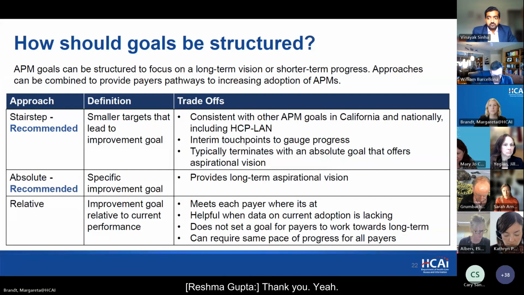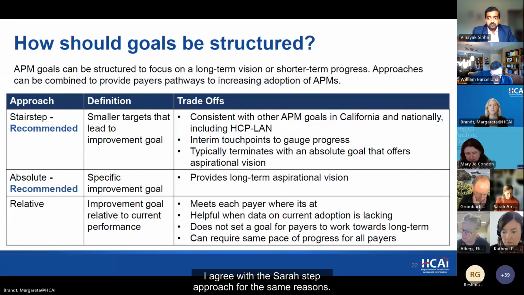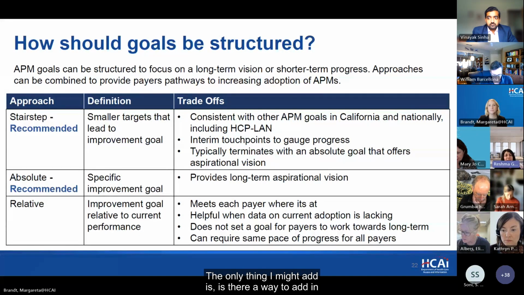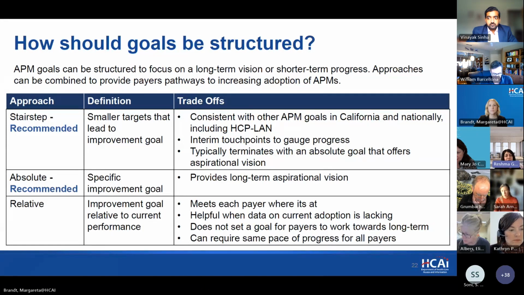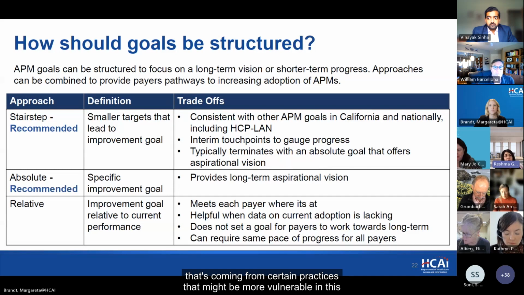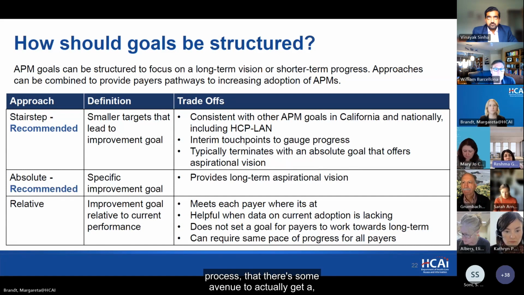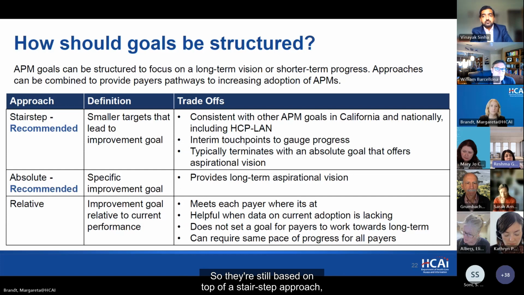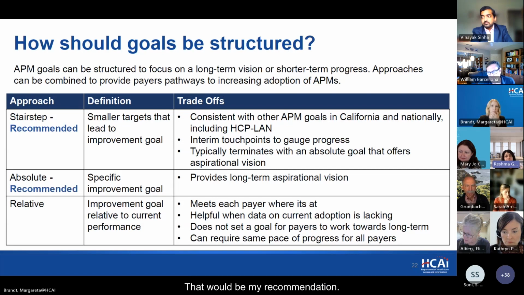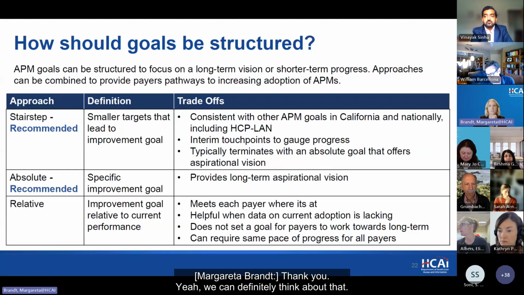Thank you. Yeah, I agree with the stair-step approach for the same reasons. The only thing I might add is, is there a way to add in a relative component? And again, that's coming from certain practices that might be more vulnerable in this process, so that there's some avenue to get, like, I think I've mentioned this before, a delta change of improvement. So they're still based on top of a stair-step approach, but there's this additional pathway to help those folks out. That would be my recommendation. Thank you. Yeah, we can definitely think about that.